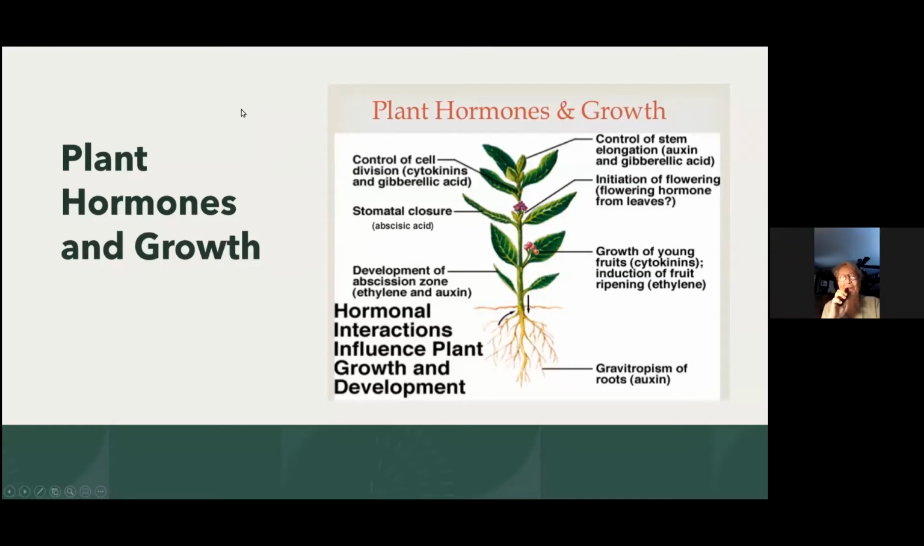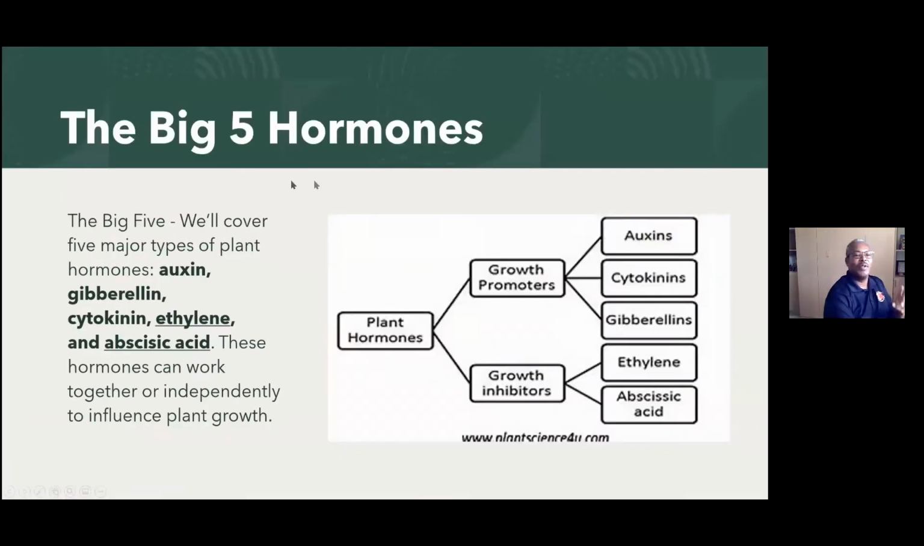Okay. The next thing I wanted to talk about is basically the hormones and growth. What do these hormones do? This particular diagram, there are basically 5 hormones, and it gives you what the hormones are actually doing. But let me go to the next slide, for example. They call it the big 5 plant hormones. And of the 5, I'm going to talk about each one of them.